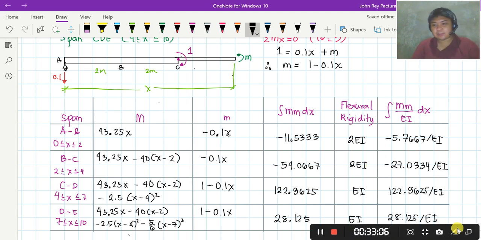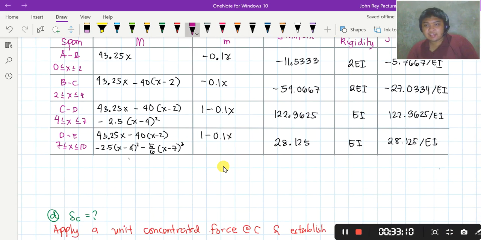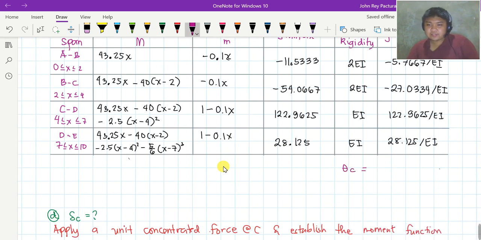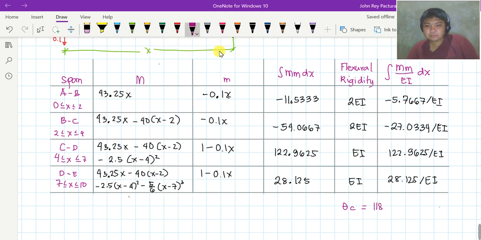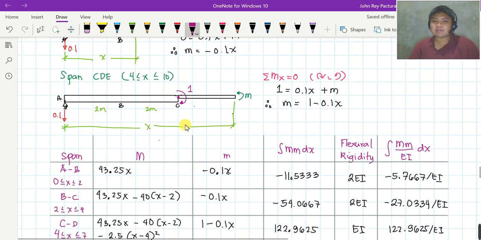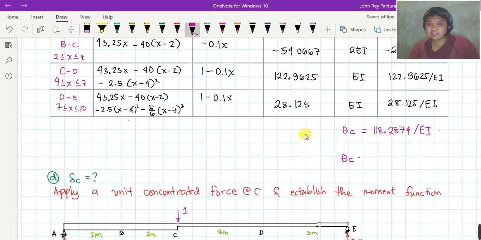So, para mahanap mo yung magiging slope class at C, all you need to do is to add the values in the last column. Okay? So, theta C, ito yung mga values natin. That is negative 5.7667 minus 27.0334 plus 122.9625 plus 28.125. Ang sagot is 118.2874. Okay? 118.2874 over EI. And since positive ulit siya class, tama yung assumption natin na clockwise siya. So, theta C is 118.2874 over EI. Lagay na lang natin yung direction niya is clockwise.